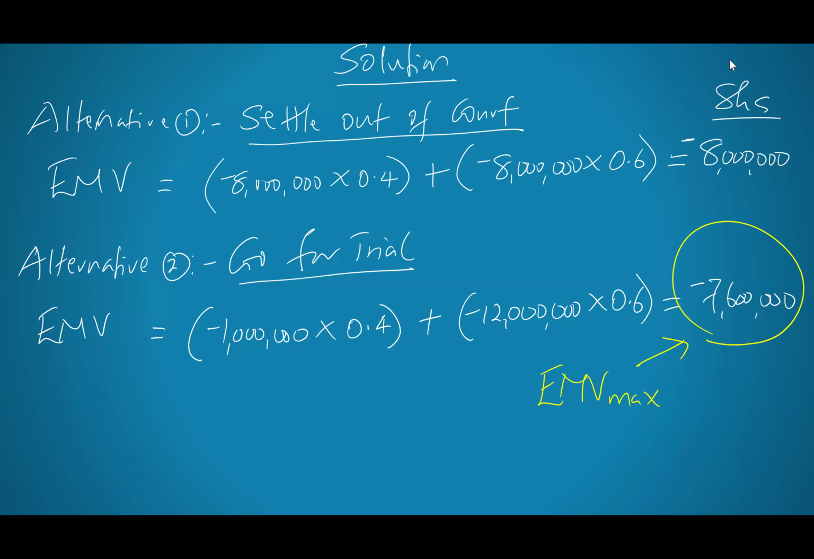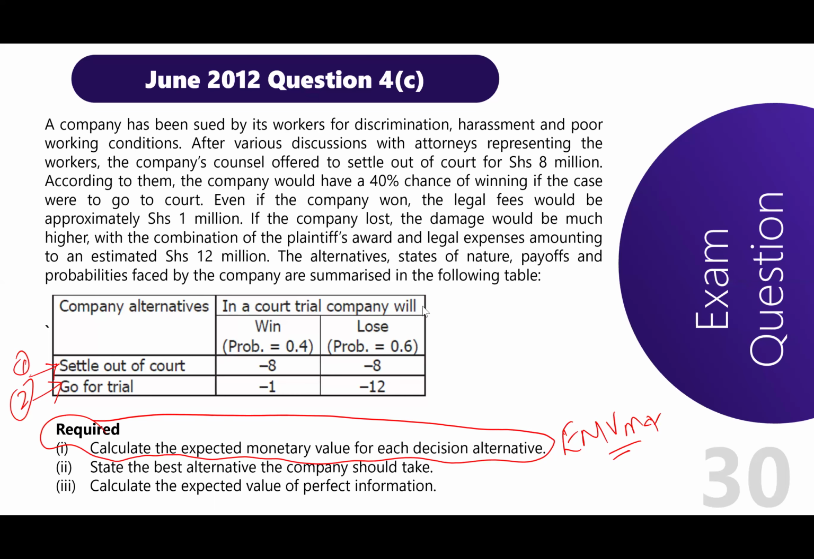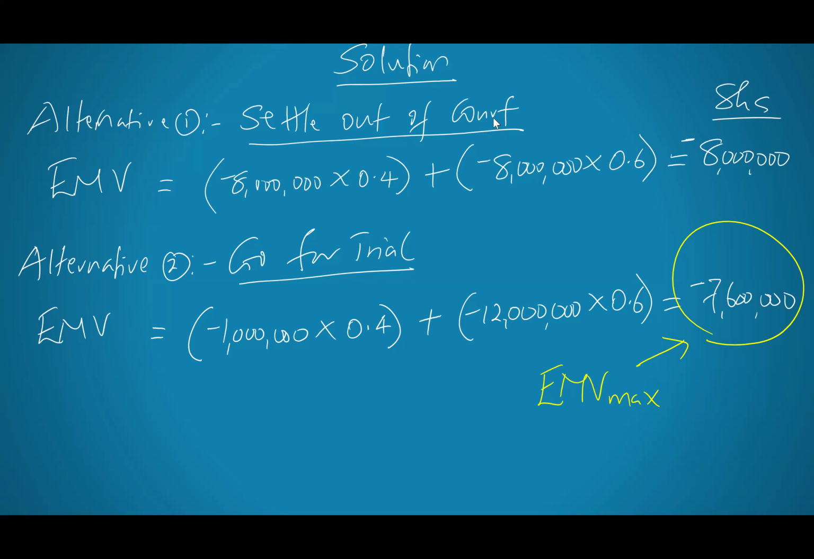Yeah, good. So alternative one is to settle out of court. Settling out of court, you lose 8 million. I think the states of nature are winning and losing. Whether you win or lose, the lawyer wants the money, 8 million. So the probability of winning is 0.4, the probability of losing is 0.6. That's going to be negative 8 times 0.4, negative 8 times 0.6, which still comes to negative. You leave it as a negative because it is a loss.